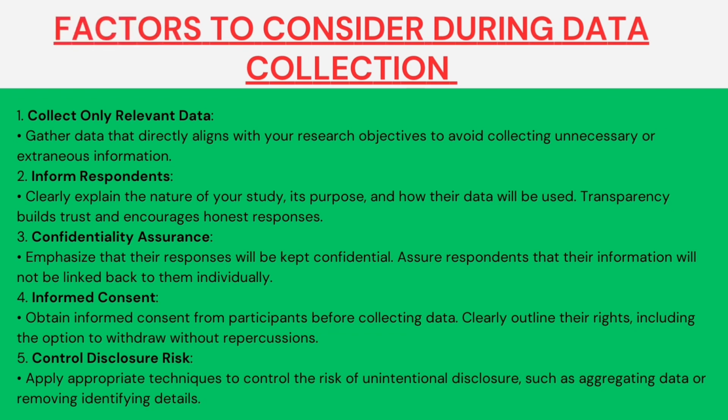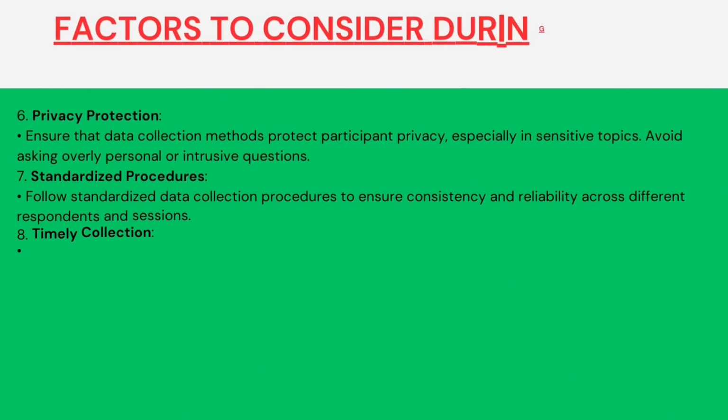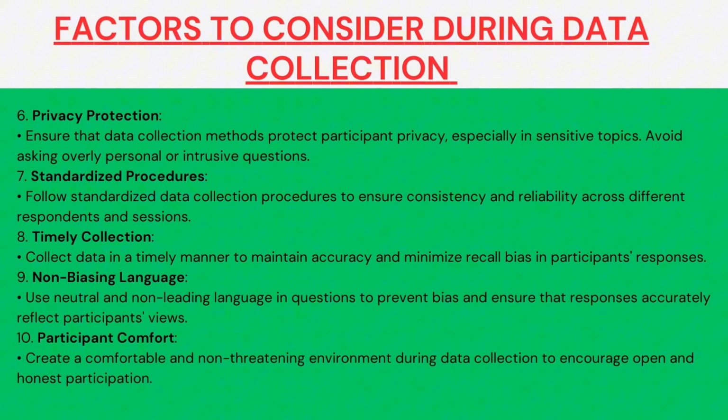Informed consent. Obtain informed consent from participants before collecting data. Clearly outline their rights, including the option to withdraw without repercussions. Control disclosure risk. Apply appropriate techniques to control the risk of unintentional disclosure, such as aggregating data or removing identifying details. Privacy protection. Ensure that data collection methods protect participant privacy, especially in sensitive topics. Avoid asking overly personal or intrusive questions.